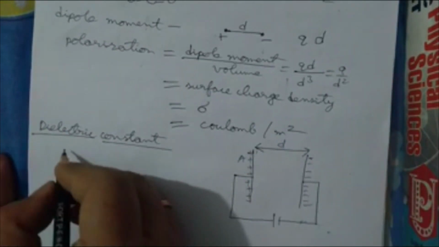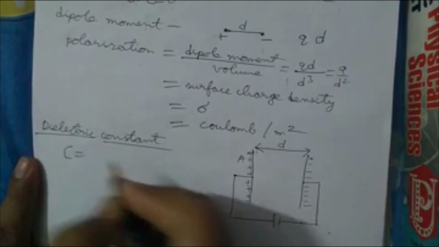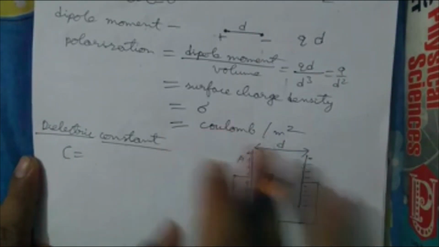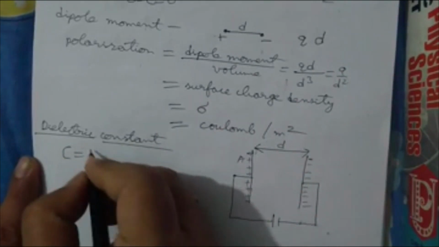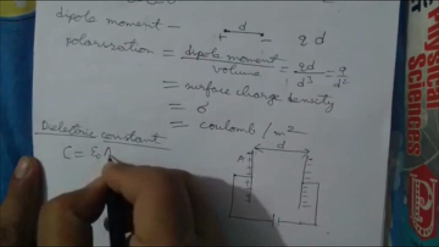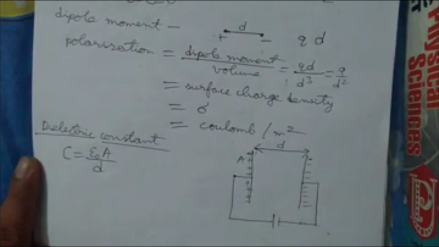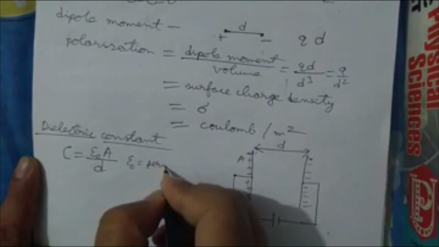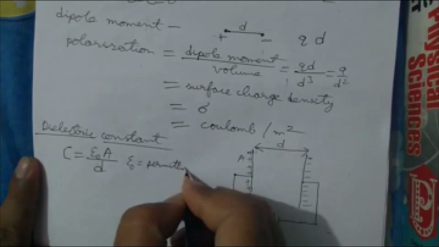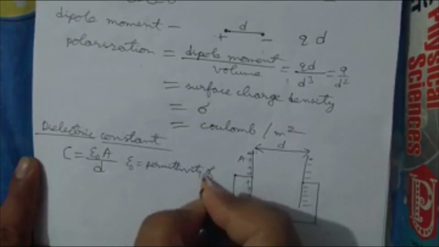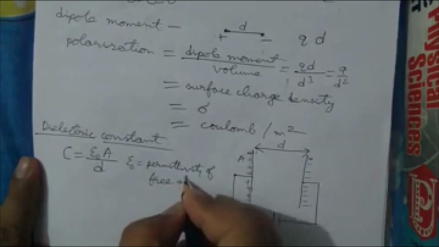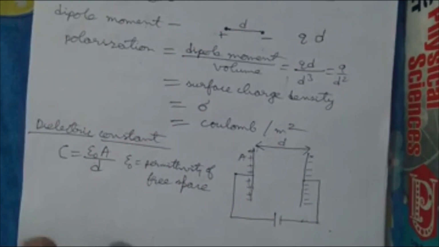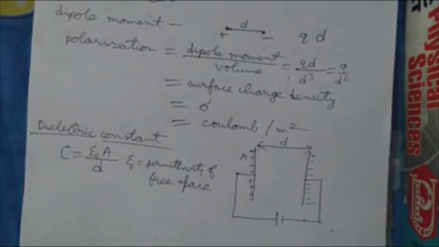So capacitance of the capacitor when the space between the two plates is filled with say air, C will be what? Epsilon naught into A by D, where epsilon naught is the permittivity of free space, and A is the area of cross section.